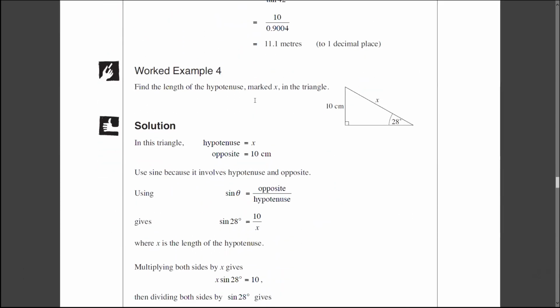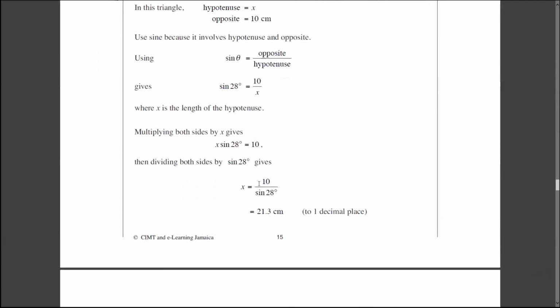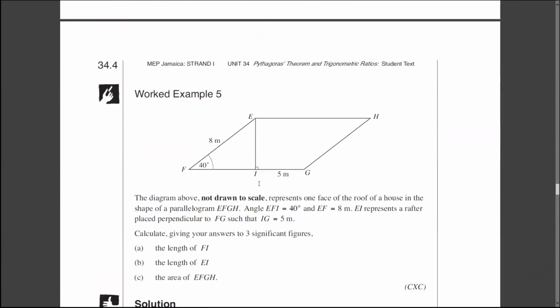Another example. Examples keep coming and coming, right? So you have the hypotenuse and you have the opposite. So again, this is a sine trig ratio that relates the opposite and the hypotenuse. Again, this time the unknown is in the denominator, so you just make it the subject of the formula, multiply both sides by x, divide by sine 28, and then you're good to go.